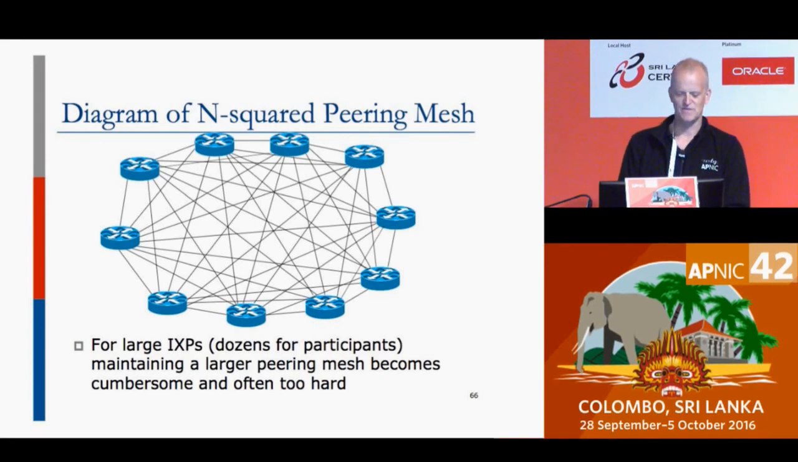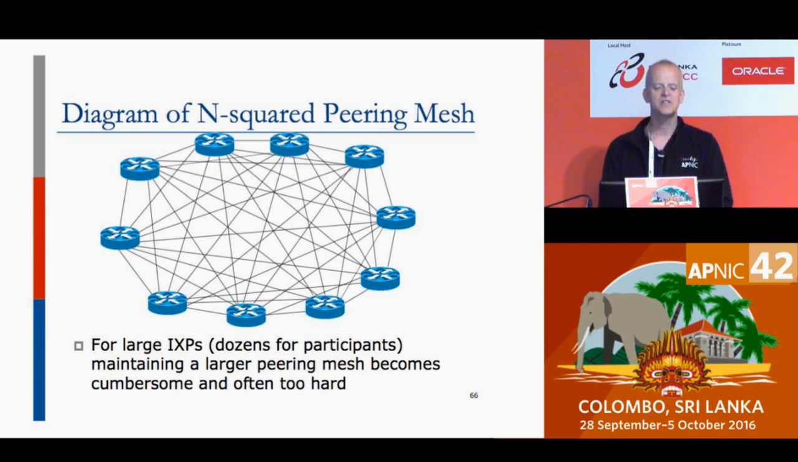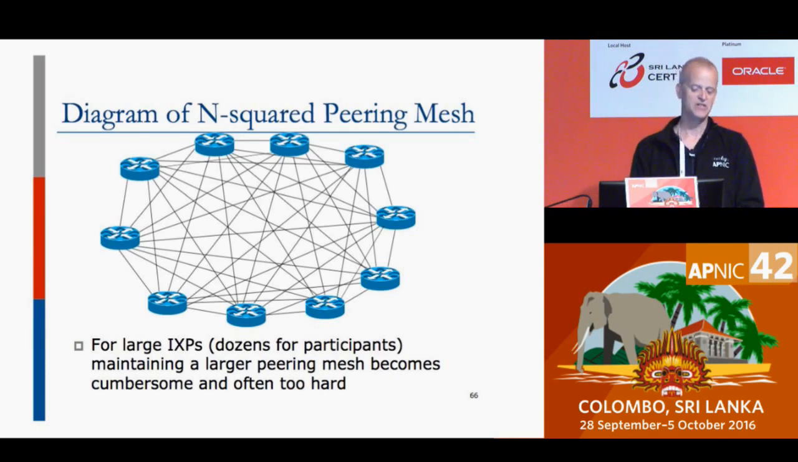So this is generally what your normal peering mesh would look like. It's n squared. So for a large exchange point, with dozens of participants, it gets really, really cumbersome maintaining all the BGP sessions. Drawing every line like that on PowerPoint is a bit of a pain as well. So it's similarly hard to manage the BGP.